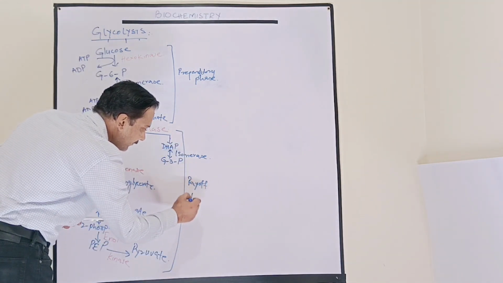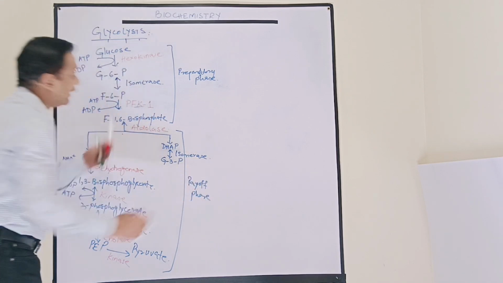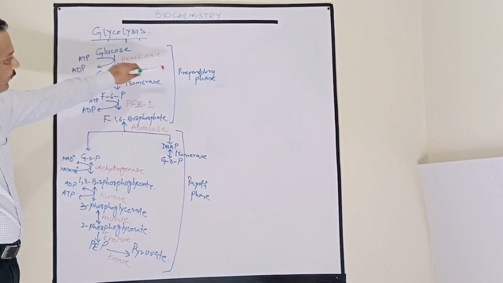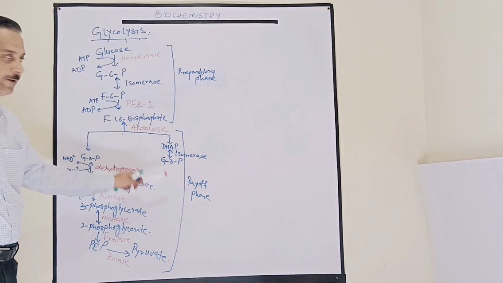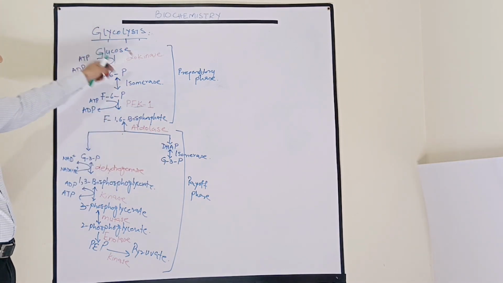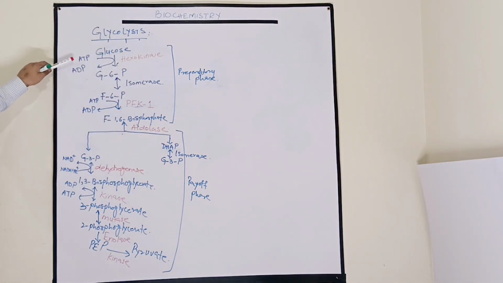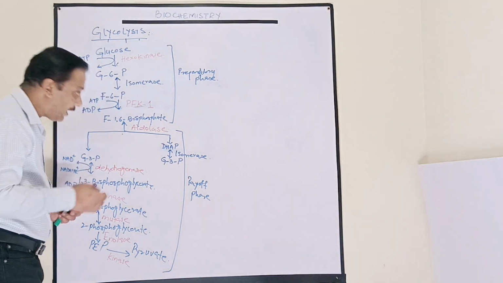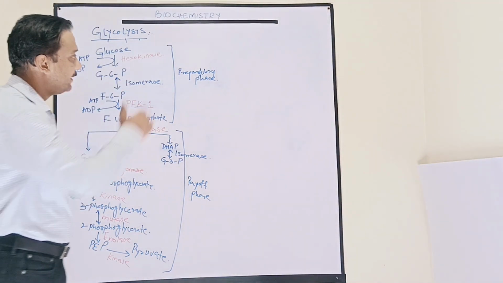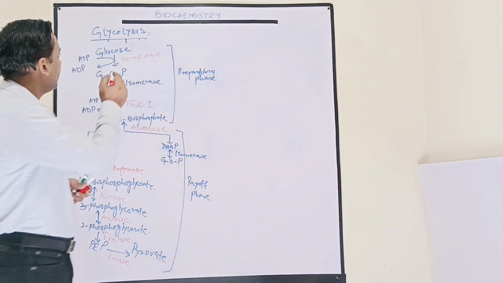As I told you, glycolysis is divided into two phases, the preparatory phase and the payoff phase. This is the preparatory phase or the investment phase, where we are investing two molecules of ATP, and here we obtain the ATPs. Now we will discuss with the structures.